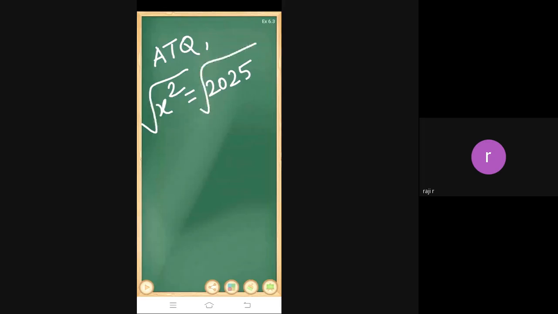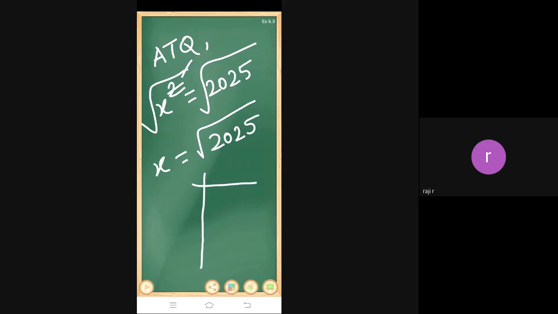So, according to the question, ATQ means according to the question, x square is equal to 2025. Now take the square root on both sides. Here the root and square will get cancelled. x is equal to the square root of 2025.